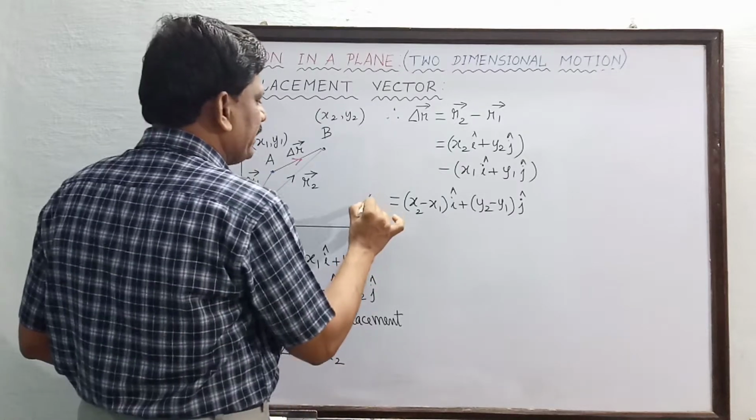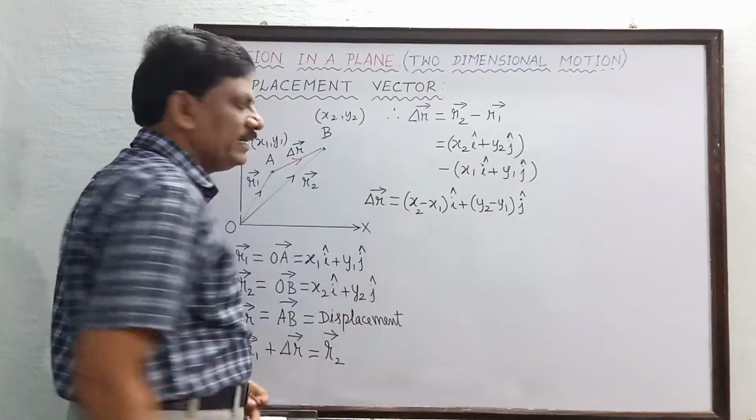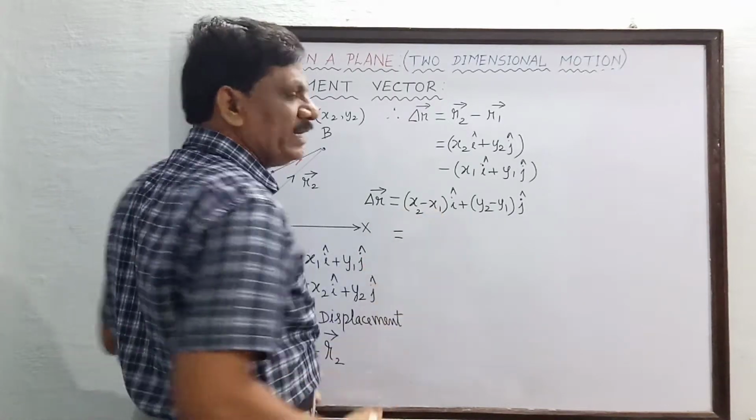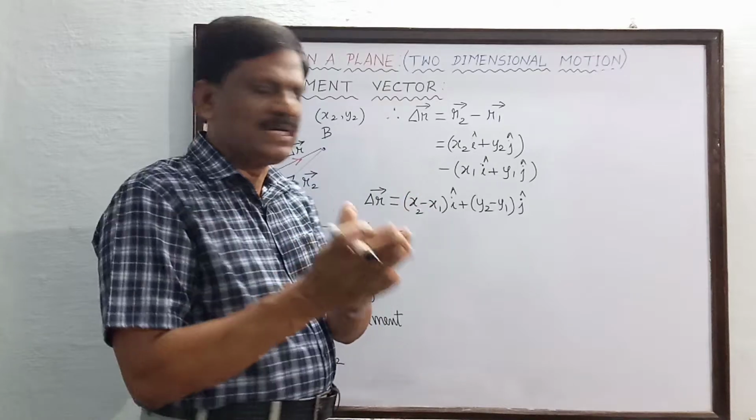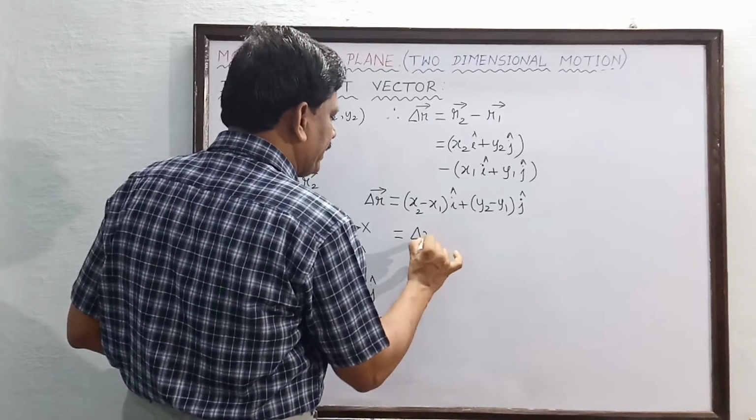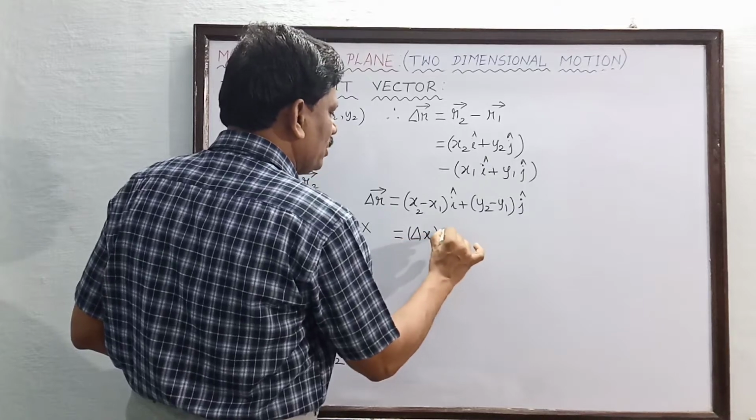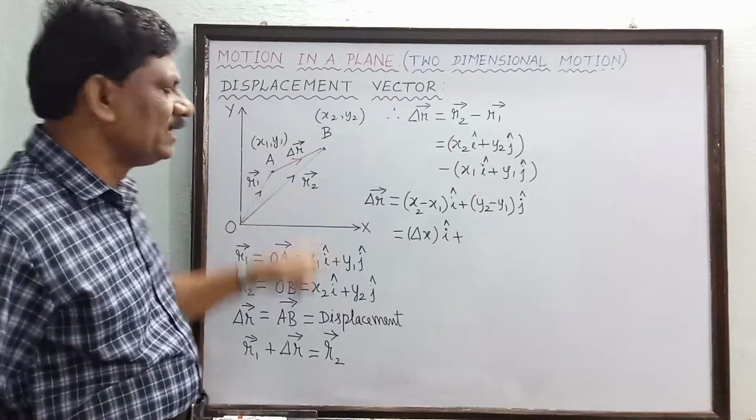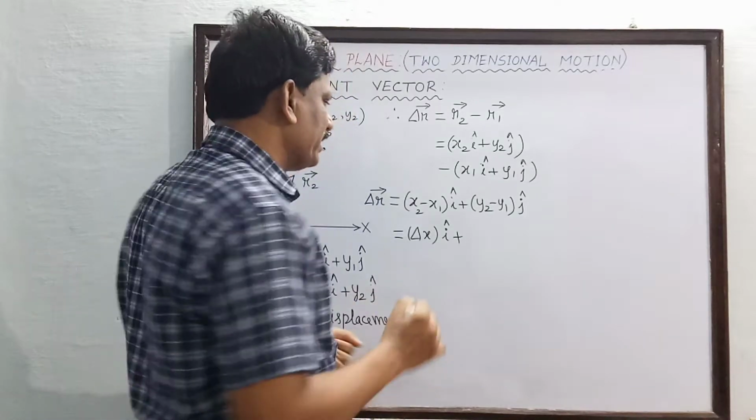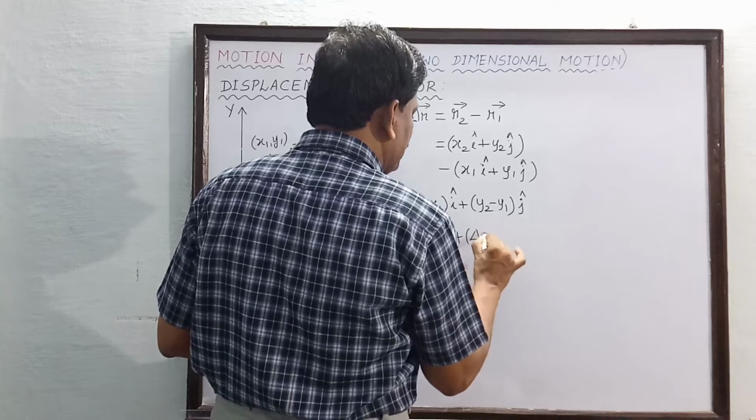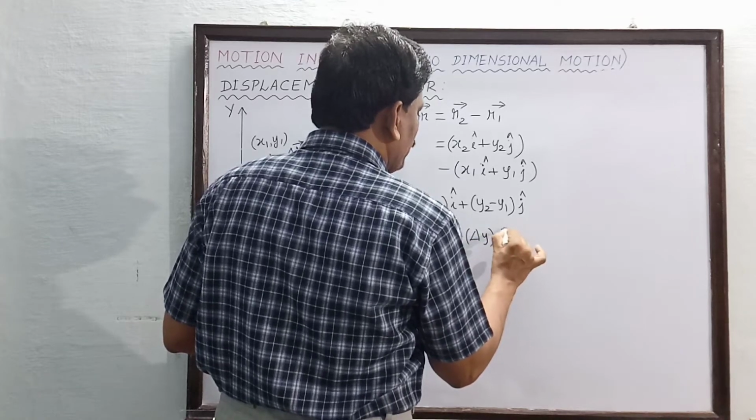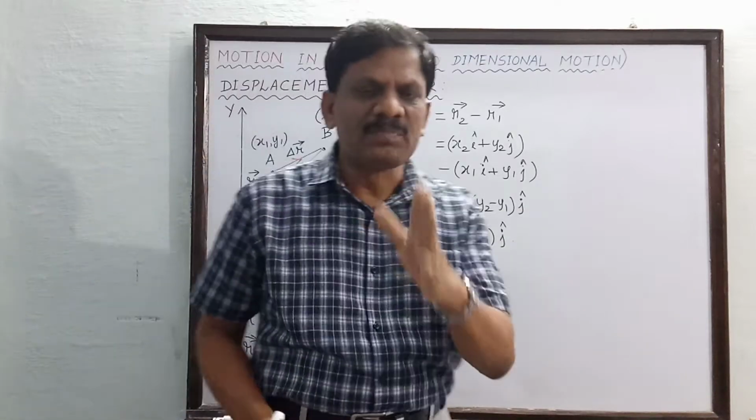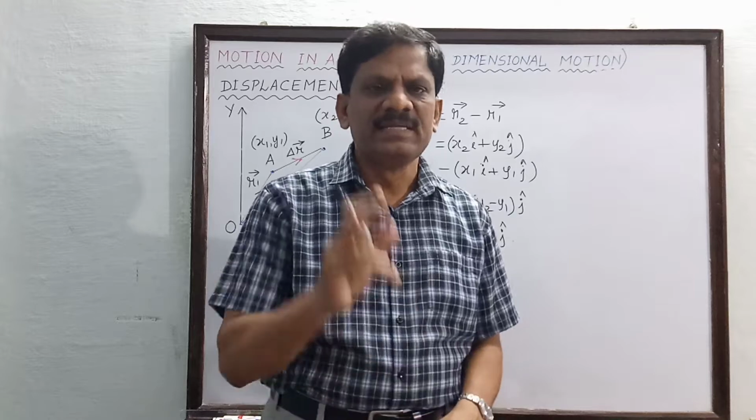So the left hand side is the displacement vector delta R. Here x2 minus x1 is the change in the x coordinate of the particle, so this can be written as delta x i cap, plus y2 minus y1, which is the change in the y coordinate of the particle, so delta y j cap. So this is the expression for the displacement vector, in vector form.